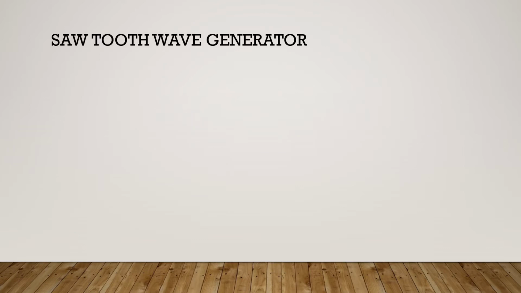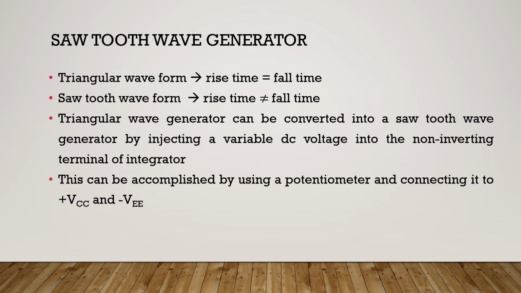In a triangular wave generator, the rise time is equal to the fall time. This is the point we have to remember. Whereas in a sawtooth waveform, the rise time is not equal to the fall time. There is a time taken to rise, and then the wave decreases immediately on the other part. Once the capacitor is charged, the discharging part is immediate.